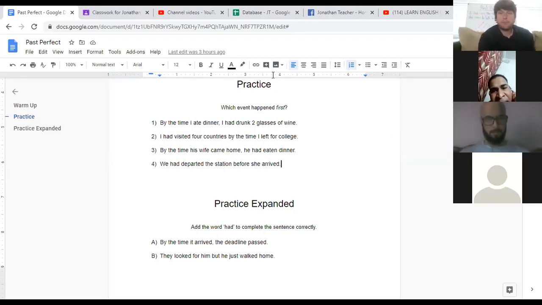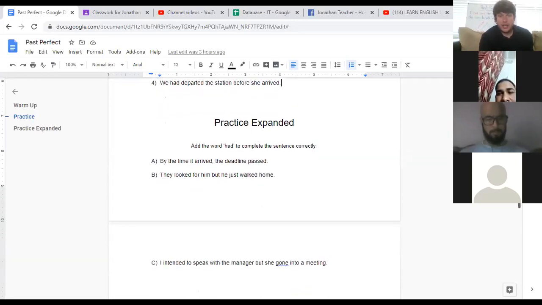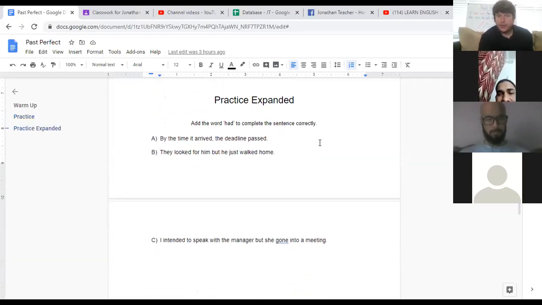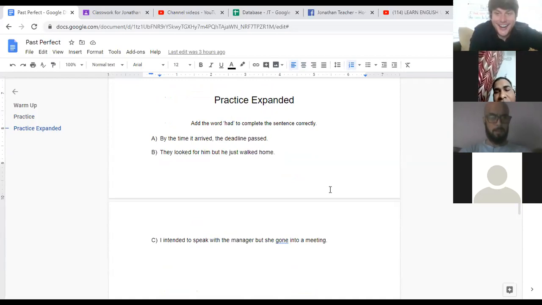A little bit more expanded practice. Let's add the word had to complete each sentence correctly. So you must insert the word had. You need to put that word into the sentence to make the sentence correct. So who wants to try the letter A? It's a little tricky. It's a little confusing.